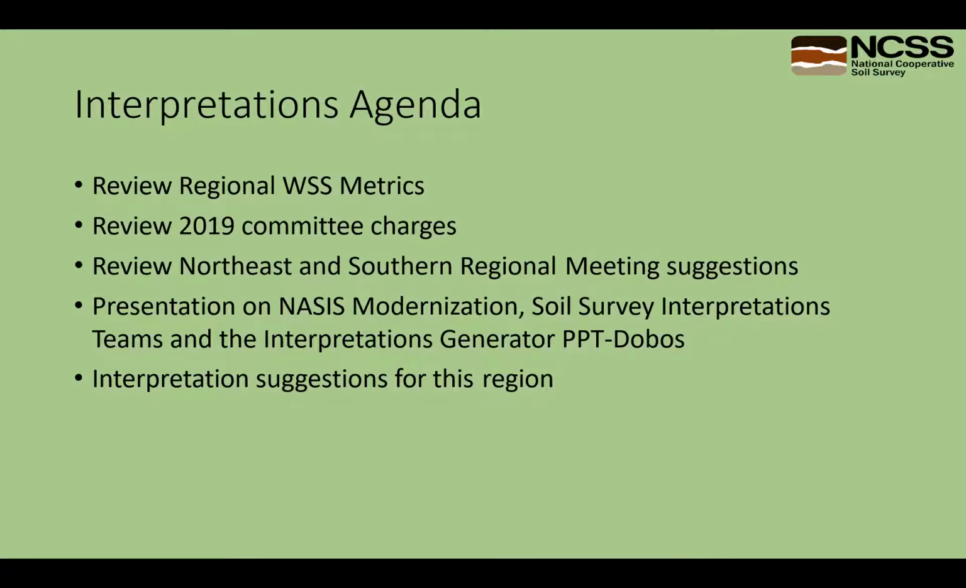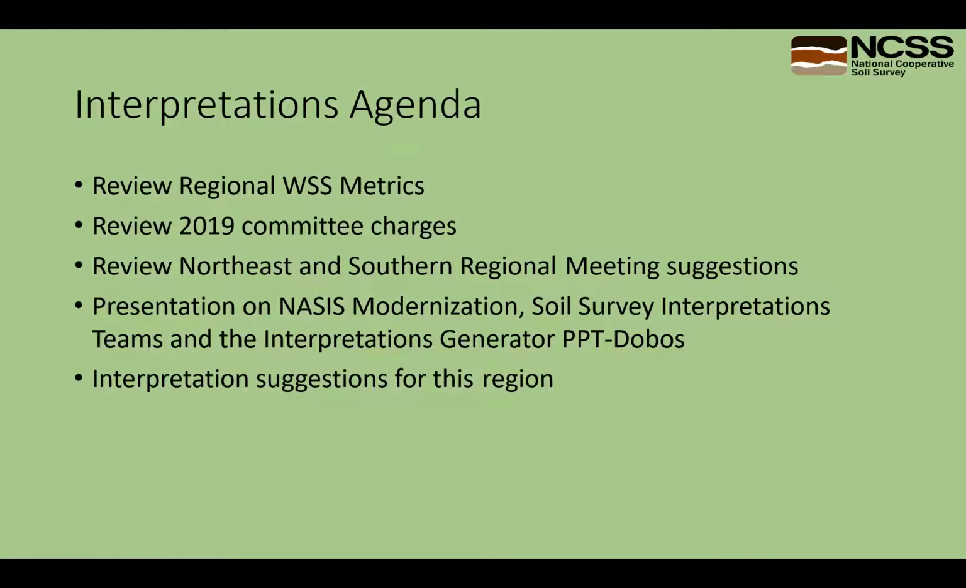Looked at the 2019 community charges, reached out to the other regions, got the Northeast and Southern regional meeting suggestions. So we'll see those as we go. Bob Dobos gave us a bit of a presentation on modernizing NASIS or an interpretation generator that, if it comes to fruition, can actually read off of multiple data sources, either the transactional, public data sources, authoritative information such as climate, terrain, maybe site-specific information or raster. So something that could be coming towards the future.